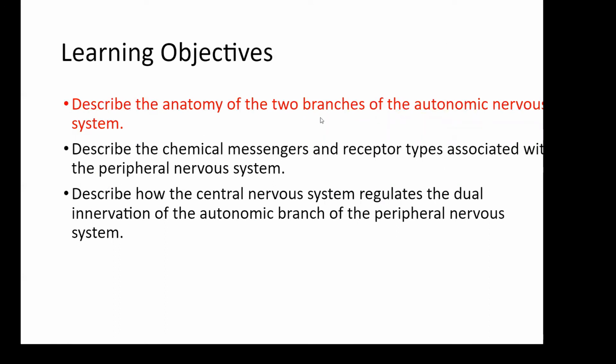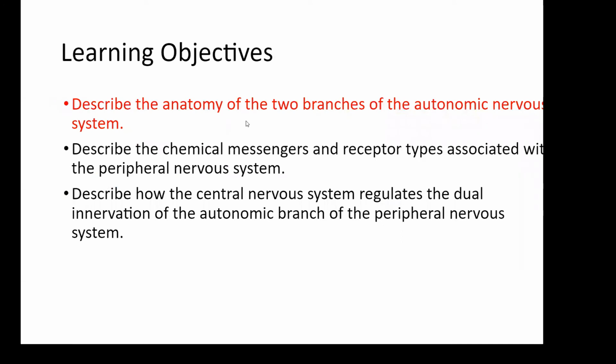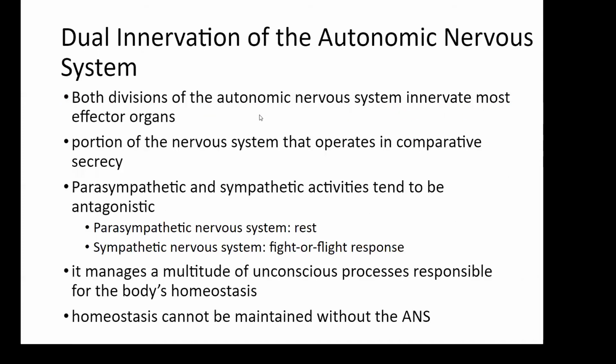So now we're thinking about these two branches of the autonomic nervous system. Sorry, scrolling back for a second. So we're moving from just sensory versus motor. Now we're going to be thinking about parasympathetic versus sympathetic. So we're skipping somatic until next time. Okay. So we're going to be describing the anatomy of these two branches of the autonomic nervous system. And then we're going to think about their chemical messengers. We're going to think about their regulation. Okay. So both parts of the autonomic nervous system are going to be innervating most of our effector organs. So like smooth muscle can receive both sympathetic and parasympathetic innervation.